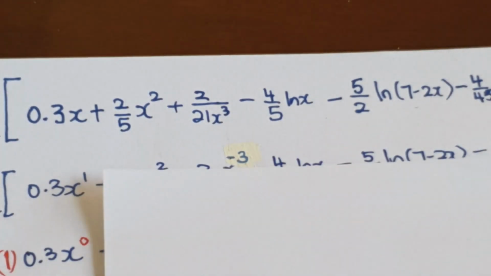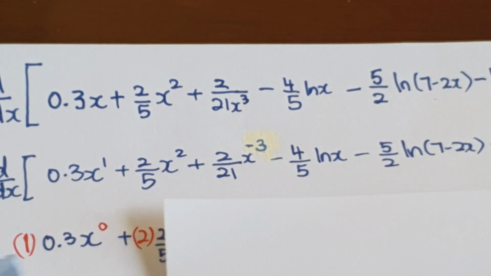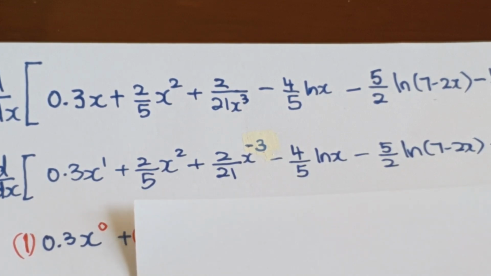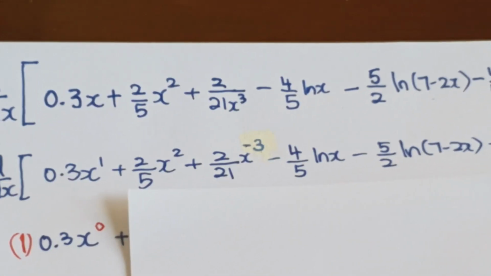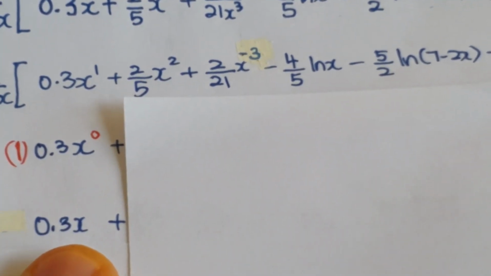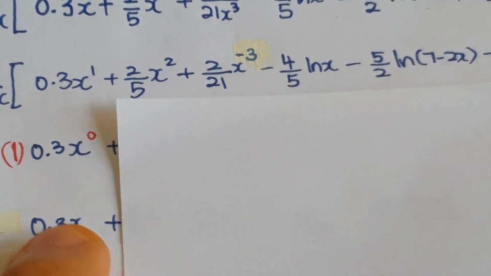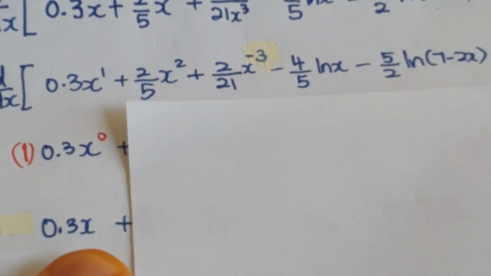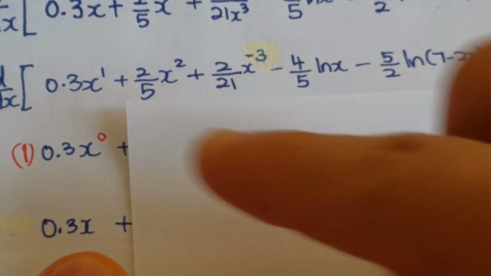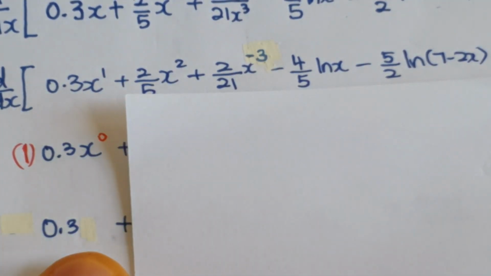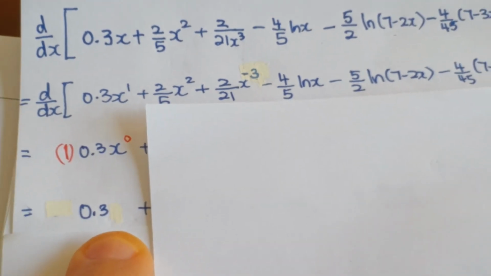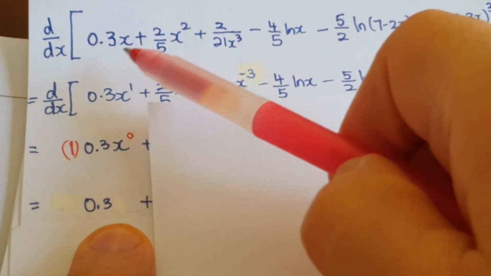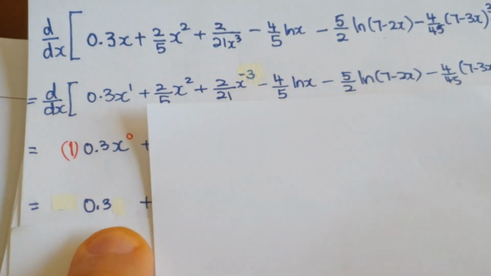Alright, now it's time to simplify. Simplify, you get this. Now you must be able to simplify correctly, otherwise all your efforts are wasted. Okay, so you see here, I made a mistake. It should not be this because x to the power 0, anything to the power 0 is just 1. So there's a mistake here. Differentiate this, should be 0.3. Okay, next.